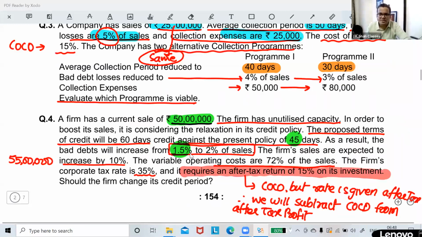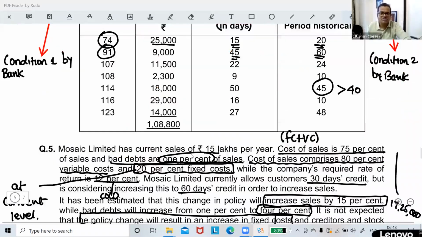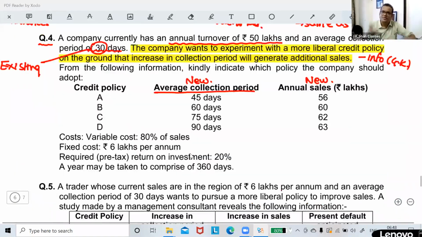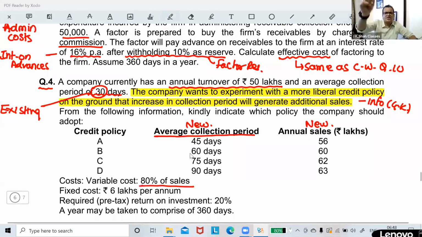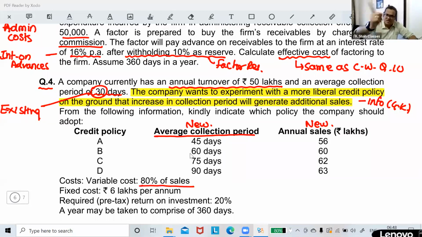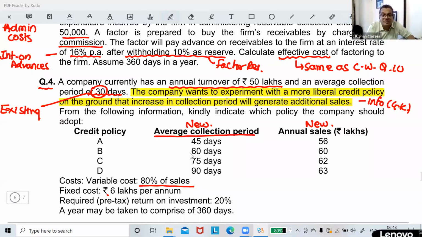So I think this will be very simple for you now. Hence, after this is discussed, what do we have to do? We have to prepare just like question number 1 only. Make an existing column, then new policy A, B, C, D. Sales is given. See what is told about variable cost: 80% of sales. We write all the new sales, correct? Less variable cost, 80%. The balance would be contribution. And then fixed cost is already given to you, 6 lakh per annum. So wonderful. If the fixed cost is readily given to you, apply it directly.